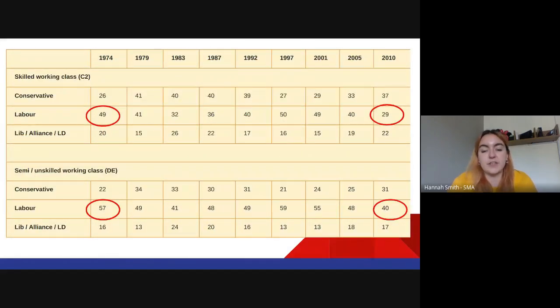The ones that we have here are two different categories. The top half here is looking at your skilled working class, C2.